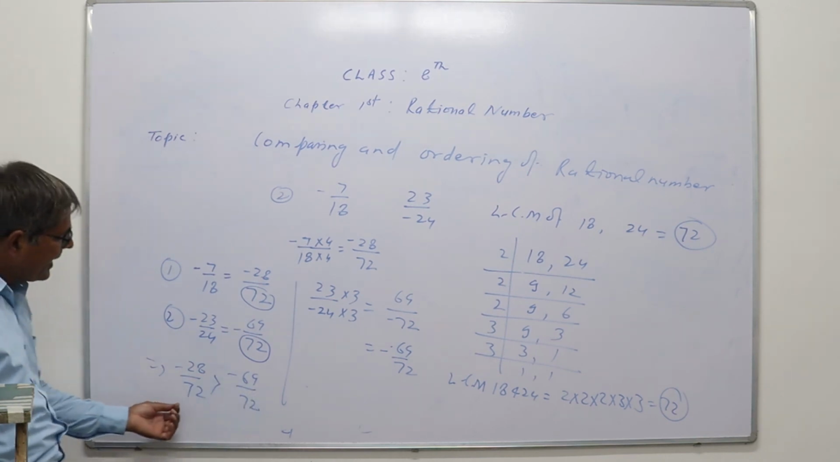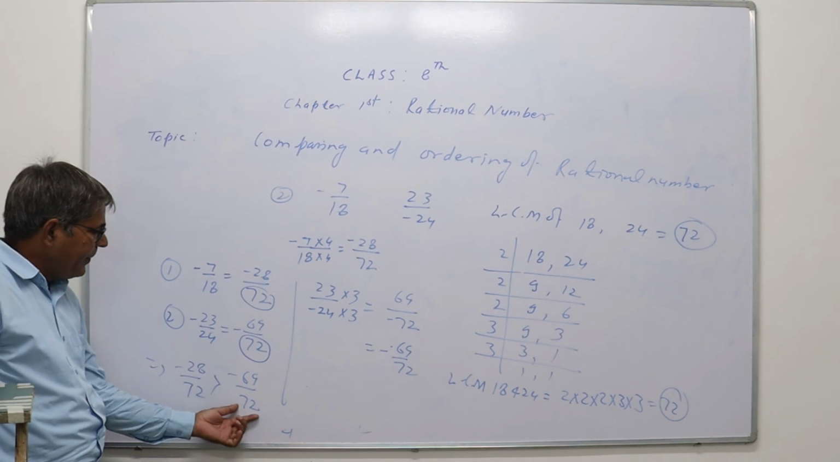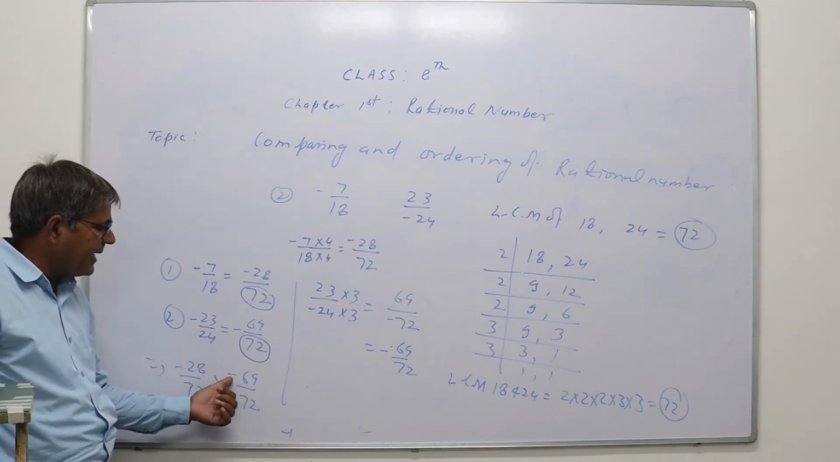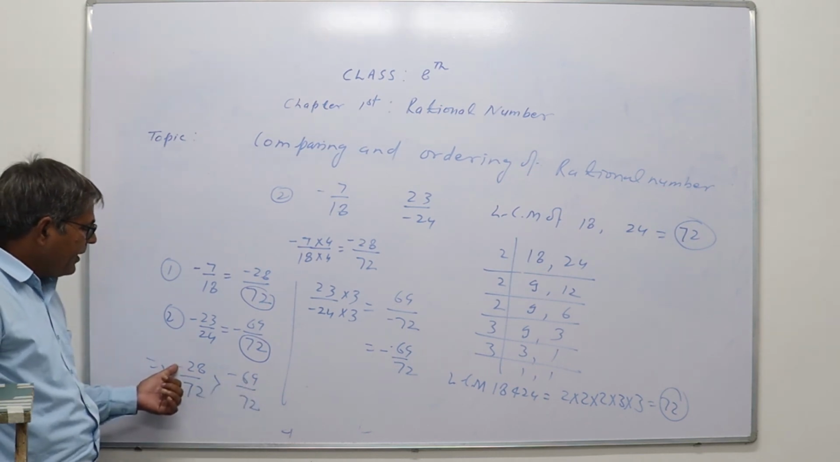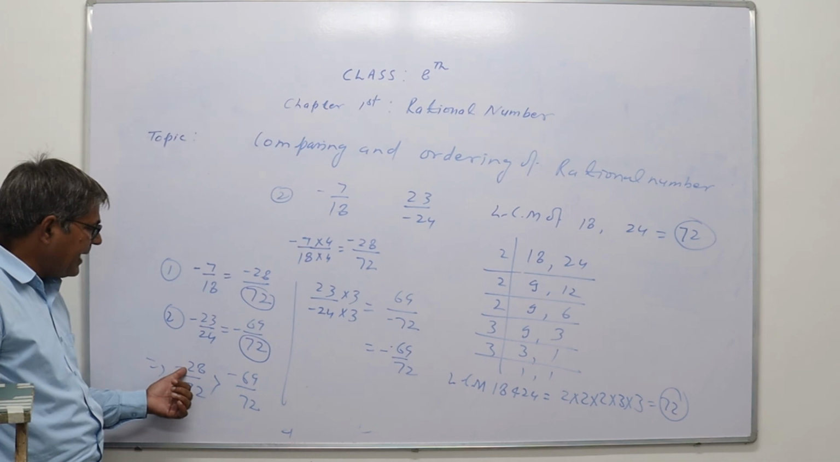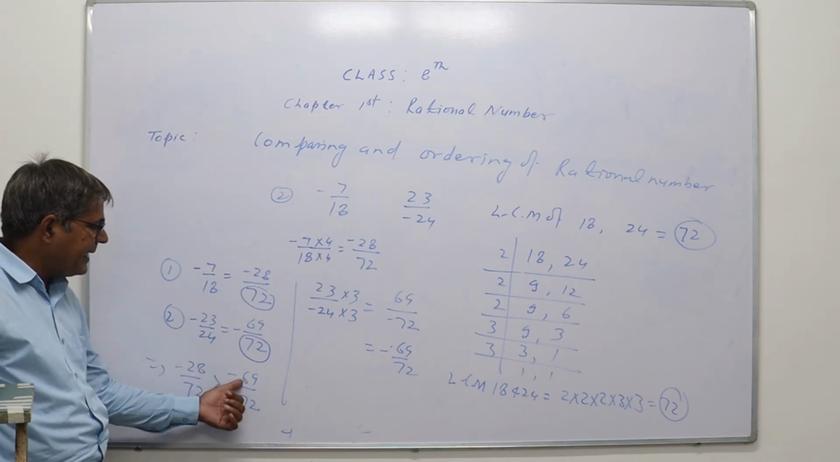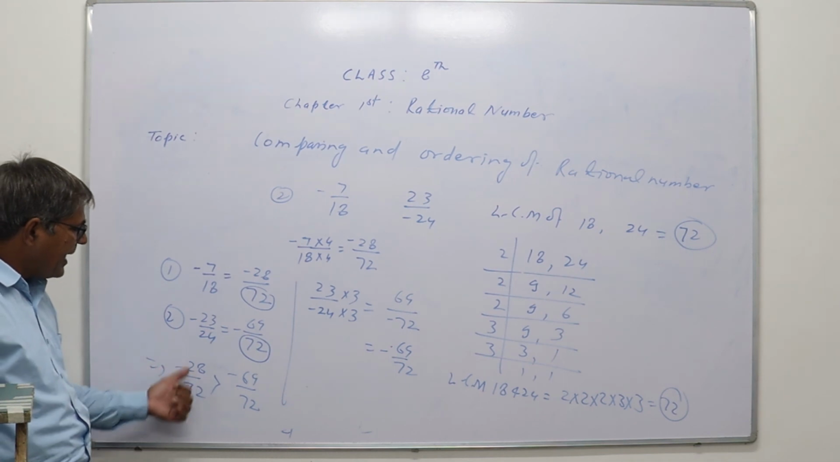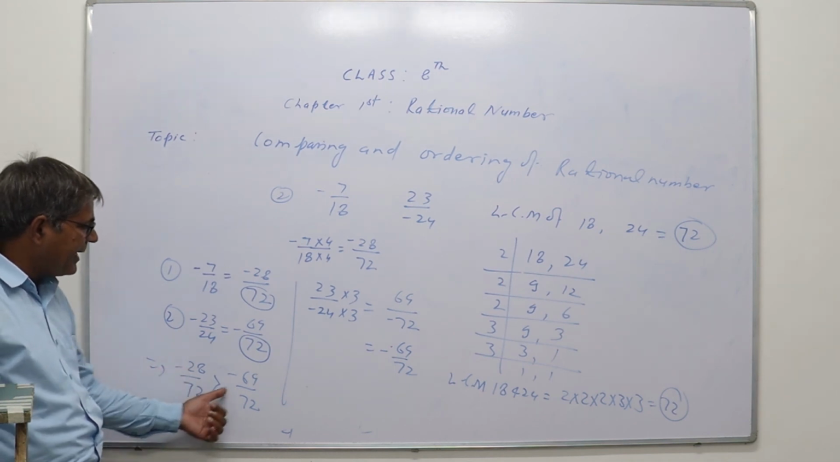See once again, the denominator is the same. Now the numerator of one fraction is minus 28 and of the other is minus 69. So in comparison with minus 28, minus 69 lies to the left of minus 28. So minus 28 upon 72 will be greater than minus 69 upon 72.